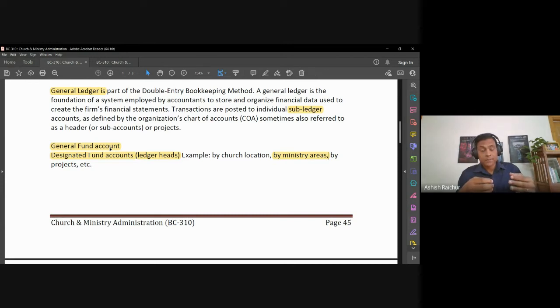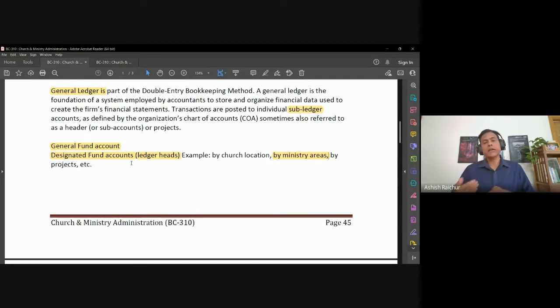But in our accounting system, it will be posted against a specific head, a ledger head. So we know how much money has been designated for that particular area of work. And so money goes out of that for expenses and so on. And then, of course, from the general fund, we budget, we allocate funds to these.